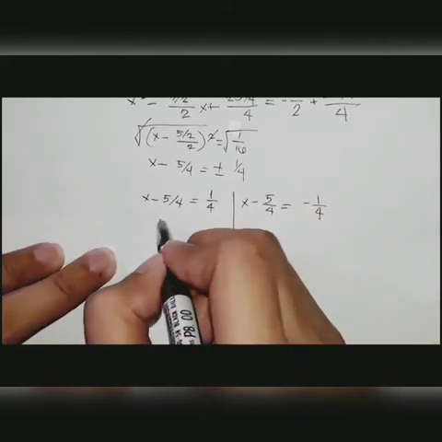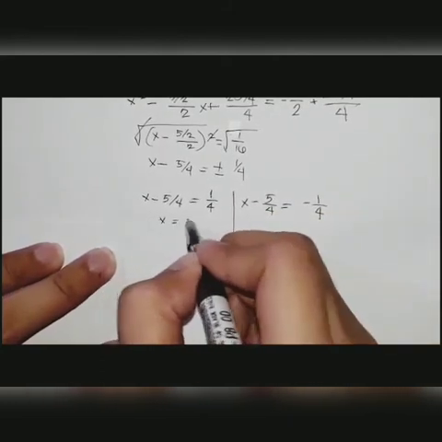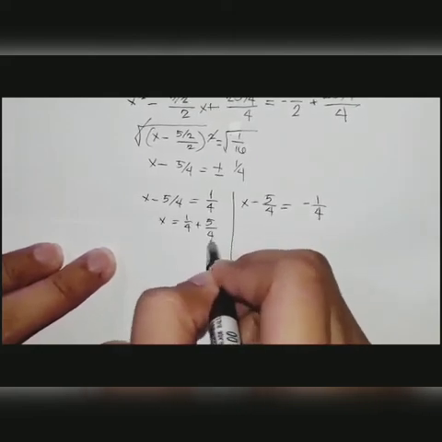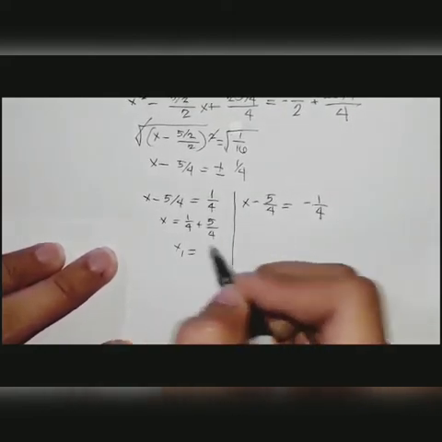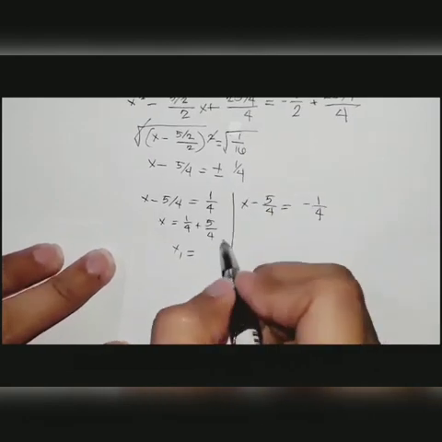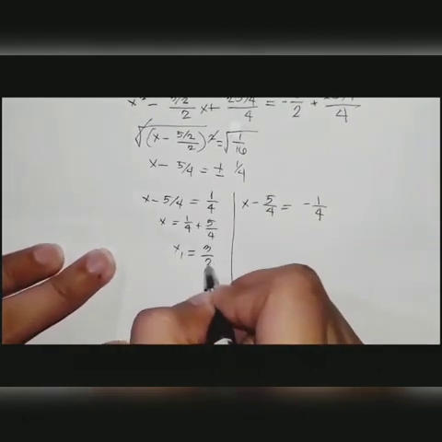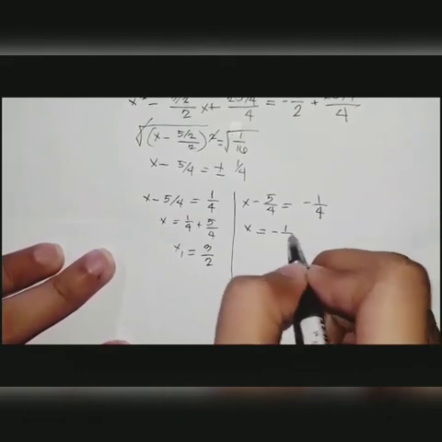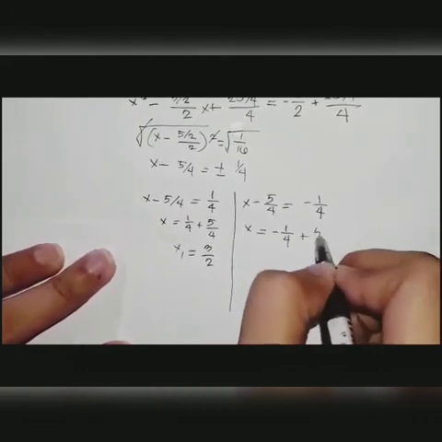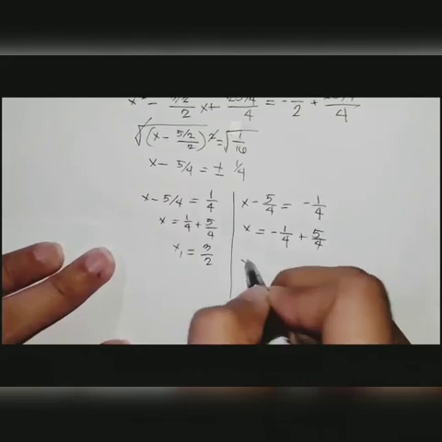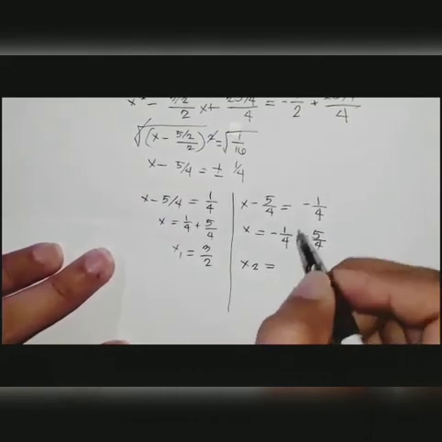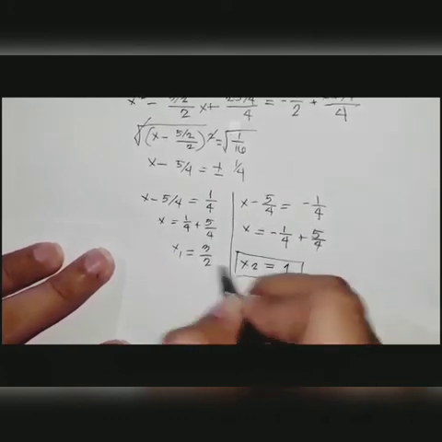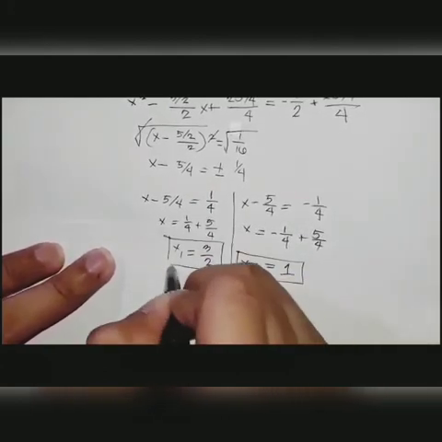So for our first root, 1/4 plus 5 over 4, our first root is 3 over 2. Our second is negative 1/4 plus 5 over 4. Now our second root is 1. So these are the roots for this equation.